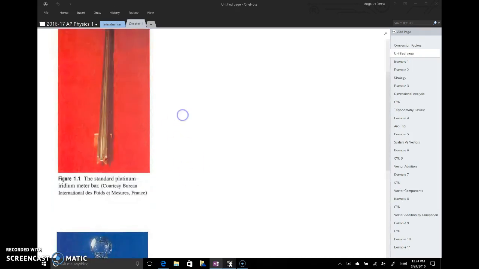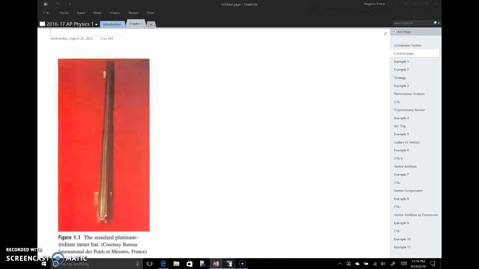One thing to keep in mind is all of these units that we're talking about, a meter, a gram, a kilogram, they're all human constructs. They're things that humans have decided to standardize to make communication between people easier.